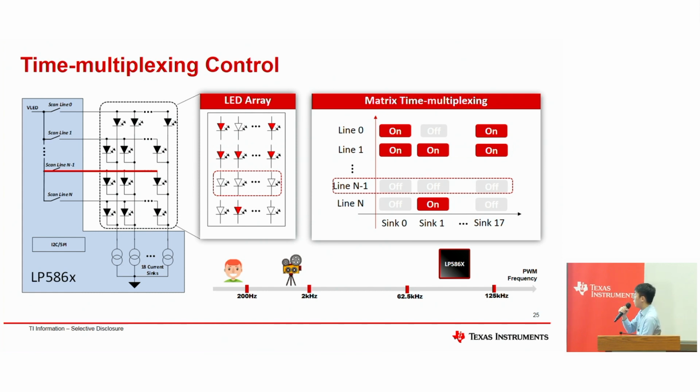This is also a high frequency switching from line 0 to line N, and you are switching back and forth. Same story on the PWM frequency: we definitely want to avoid 200 hertz and 2 kilohertz. So we make these devices above 62.5 kHz and in the range of 125 kHz. This also avoids the problem of flickering.